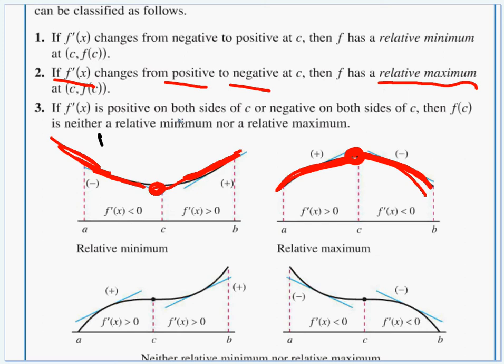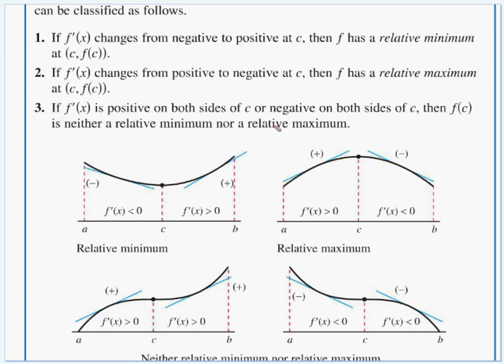If the derivative is positive on both sides or negative on both sides, then f of c is neither a min nor a max. So here is our strictly monotonic going up, and then it hits the point, and then it continues to go up. Or we could be going negative derivative down, hit our point, and continue going down. So that would be monotonic, no relative min or max.